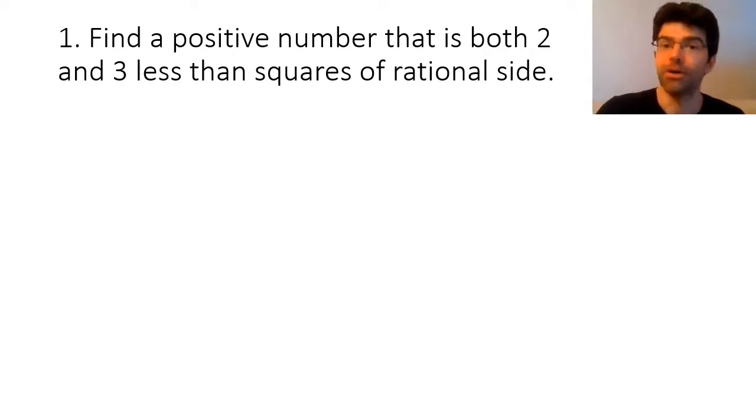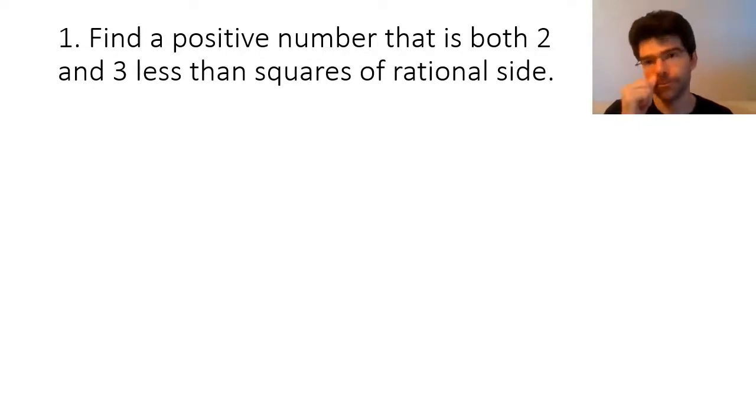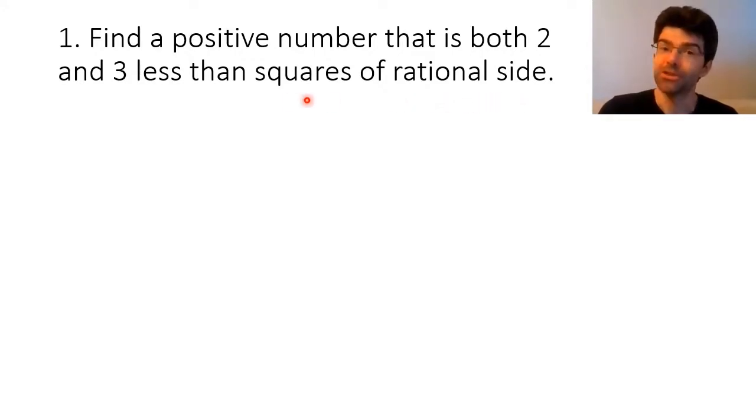Let's now look at one of Diophantus' problems and see why this method is more useful than the ones that we've seen before in videos 4 to 5. Our task is to find a positive rational that is both 2 and 3 less than squares of rational side. As we learned in video 5, what we do is we start with the squares rather than the rational that we're eventually aiming for, and we notice that they're 1 apart.